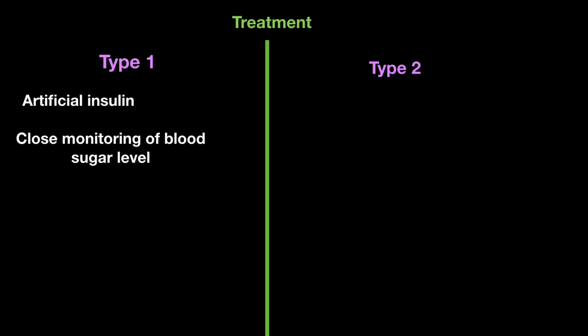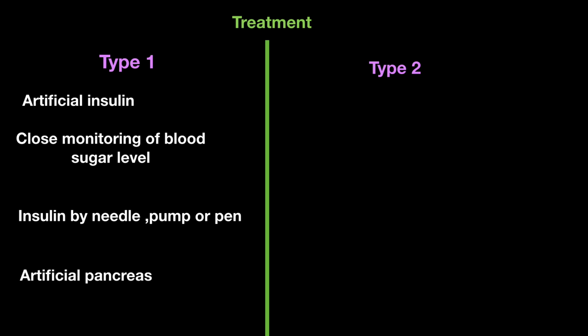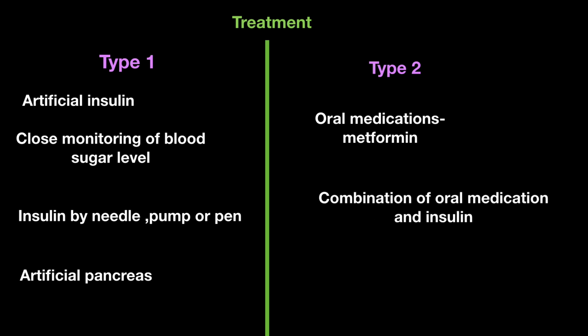Let's see treatment of type 1 and type 2 diabetes. In type 1 diabetes, there is no insulin production or there is little insulin production. So, artificially insulin should be supplied. So, artificial insulin is the first line of choice. In people with type 1 diabetes, there should be close monitoring of blood sugar levels. Insulin can be administered by means of insulin needle, pump, or insulin pen. One of the latest interventions in the treatment of type 1 diabetes is the introduction of an artificial pancreas in order to control blood sugar levels. In type 2 diabetes, oral medications alone can be given like metformin, or a combination of oral medications plus insulin can be given as a treatment.